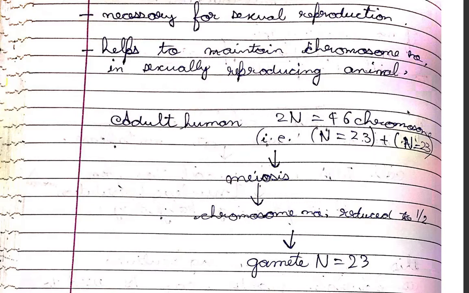In an adult human, the DNA content is 2n, and there are 46 chromosomes. These are present in pairs. That is one pair, that is one pair, so there are two of every single chromosome.